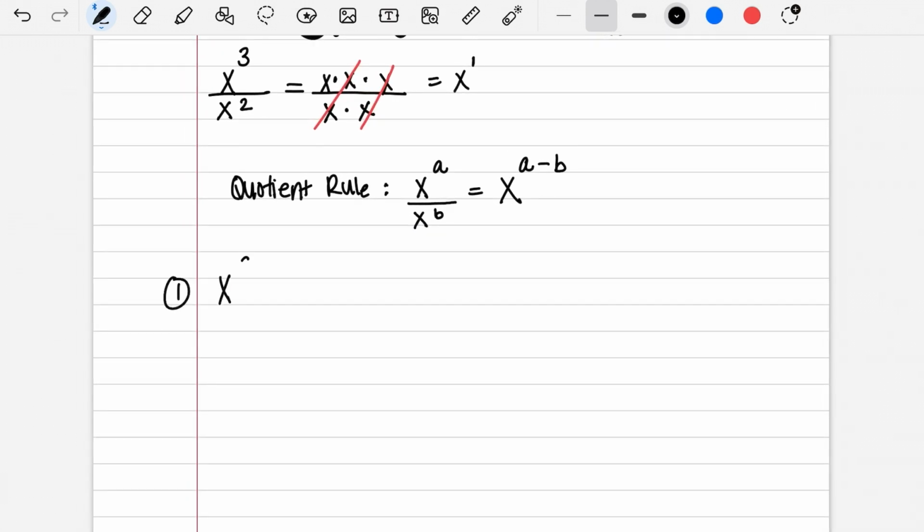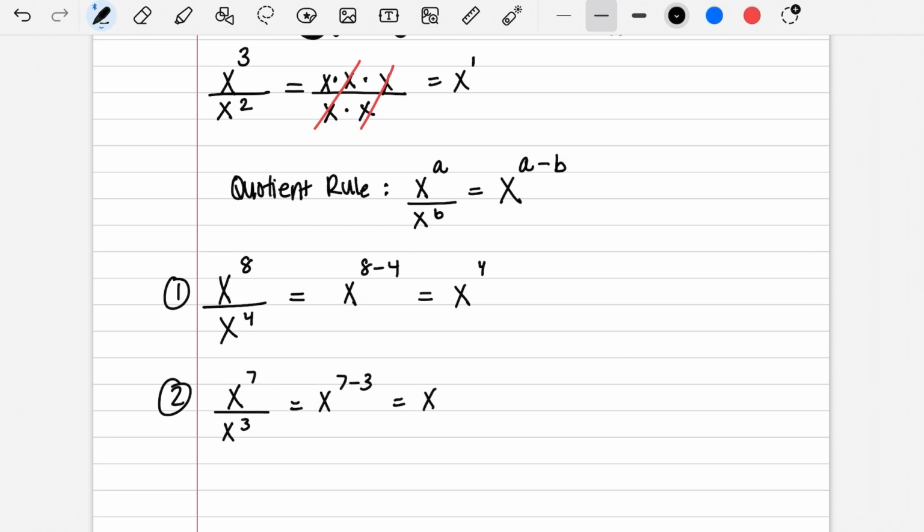If I had x to the power of 8 all over x to the power of 4, well, I have 8 and 4, so we're just going to do 8 minus 4, and our final answer is x to the power of 4. Another example, x to the power of 7 all over x to the power of 3. Again, we're going to subtract 7 minus 3 to get x to the power of 4.